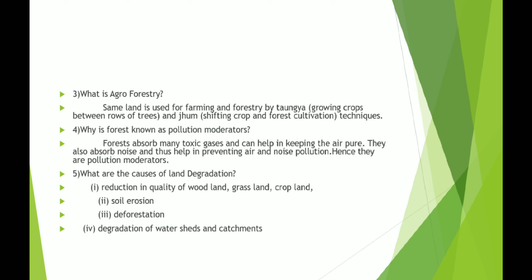Question number 3. What is agroforestry? The same land is used for farming and forestry by Taungya, growing crops between rows of trees, and Jhum, shifting crop and forest cultivation techniques.